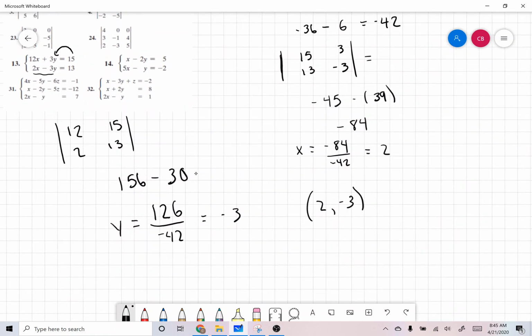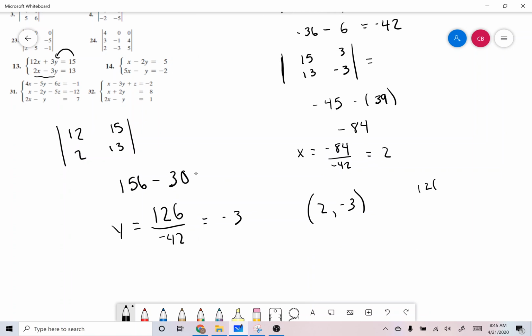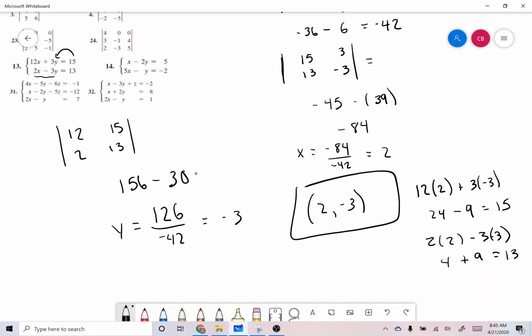So let's try it. I'm just plugging these into the original equation. 12 times 2 plus 3 times -3. 24 minus 9 is equal to 15, which is what they got. That's good. And 2 times 2 minus 3 times -3. 4 plus 9, which is equal to 13. And so as you can see, we got the correct answer, and we did it by using this thing called Cramer's rule.